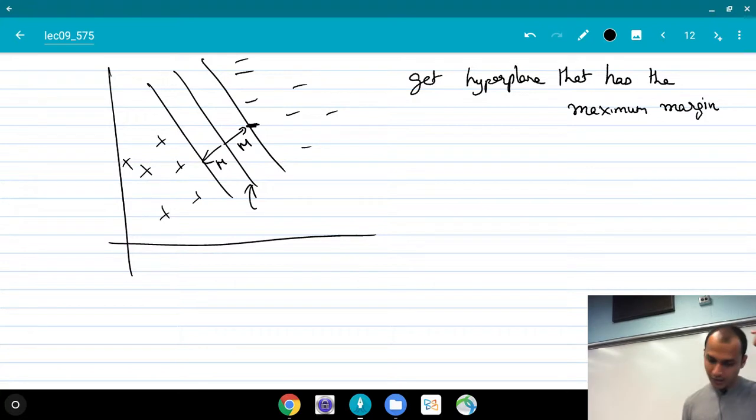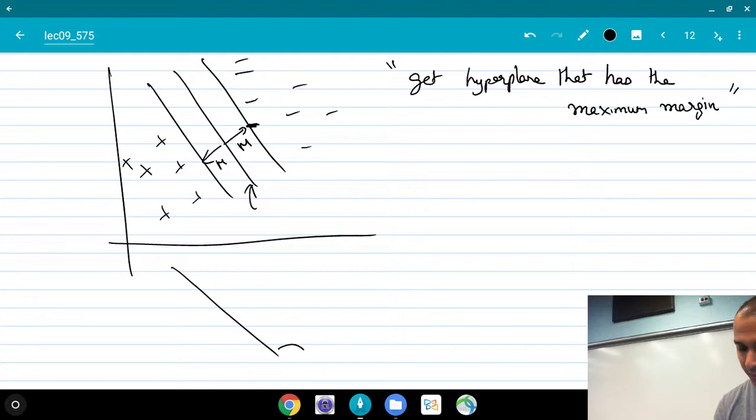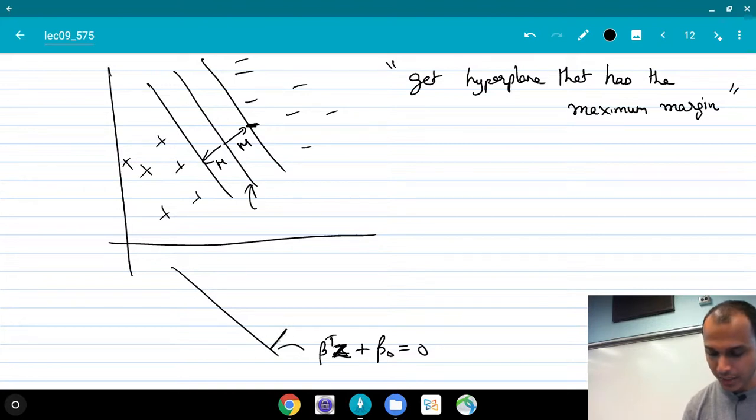So for that, this English sentence, we're going to translate it into an optimization problem, into some symbols. For that, we need to understand, if I give you a hyperplane, a hyperplane is going to be beta transpose z plus beta naught is equal to 0. Let's say this is a hyperplane. This beta is actually normal to the hyperplane.